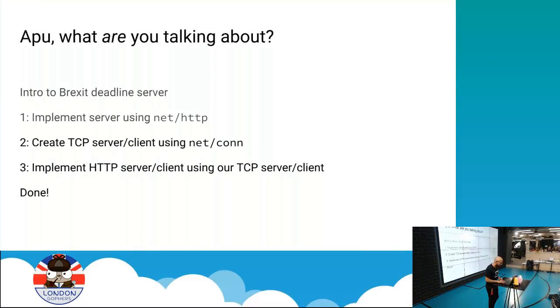So if we continue, what am I talking about today? I told you about the Brexit deadline server. That guy's pretty simple. He has one endpoint, and he has two requests on that endpoint, a get and a put. The next thing we're going to do is create a TCP server and client using net.Conn, which is another low-level package inside of Golang. I'll talk about net.Conn a bit later on. And then the final thing we do is implement an HTTP server and client ourselves using that TCP connection that we just created. So let's continue.